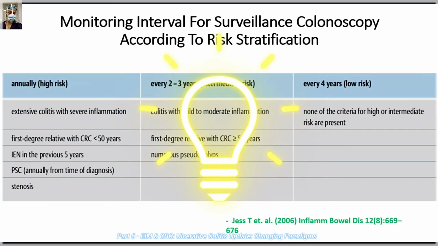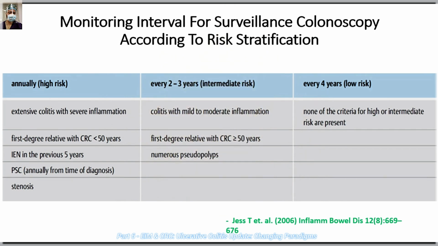Okay. So now, what should be the interval for surveillance colonoscopy in a patient of ulcerative colitis? It is according to the risk. It is annually if the patient is high risk, and the criteria for high risk is extensive colitis with severe inflammation, first degree relative with colorectal cancer, age less than 50, intraepithelial neoplasia in any of the previous screening colonic biopsy, or primary sclerosing cholangitis, and stenosis.